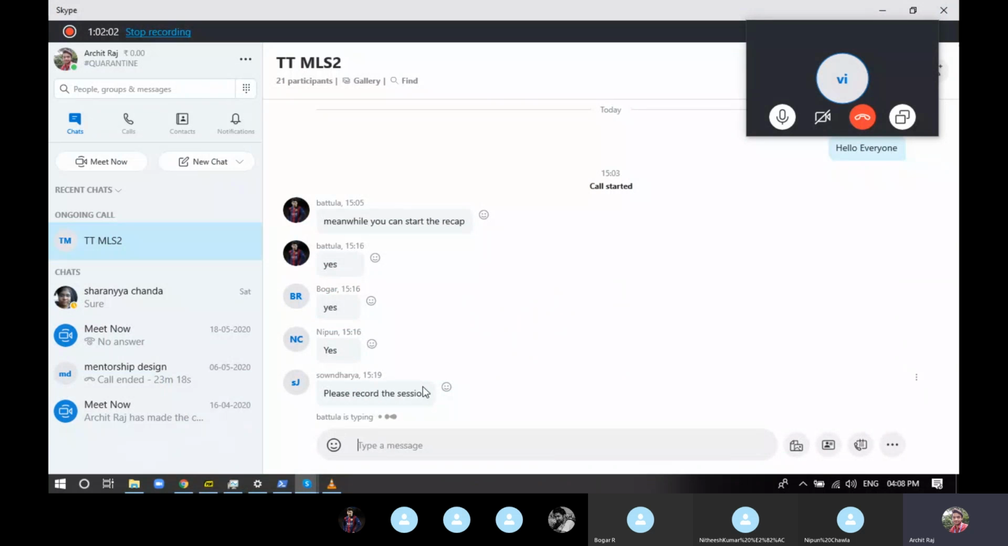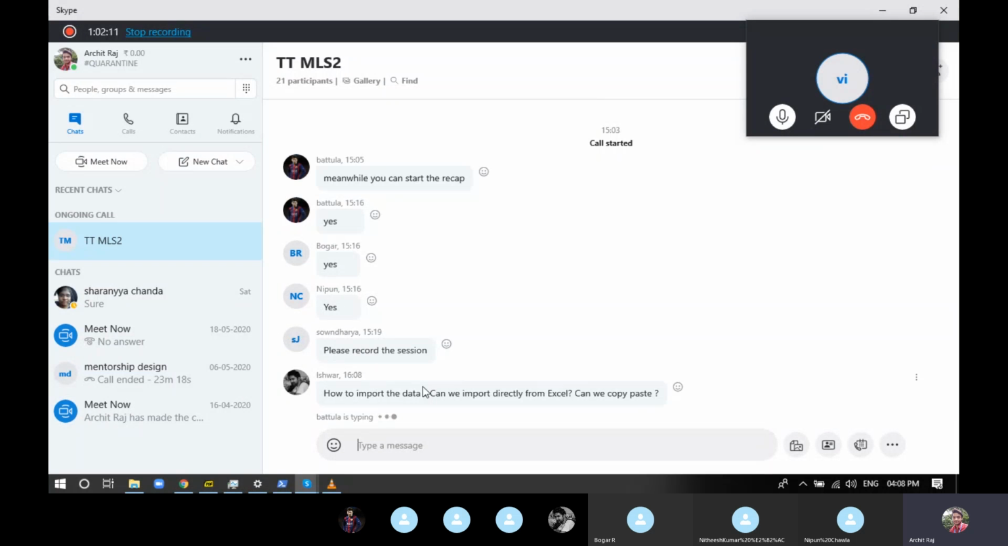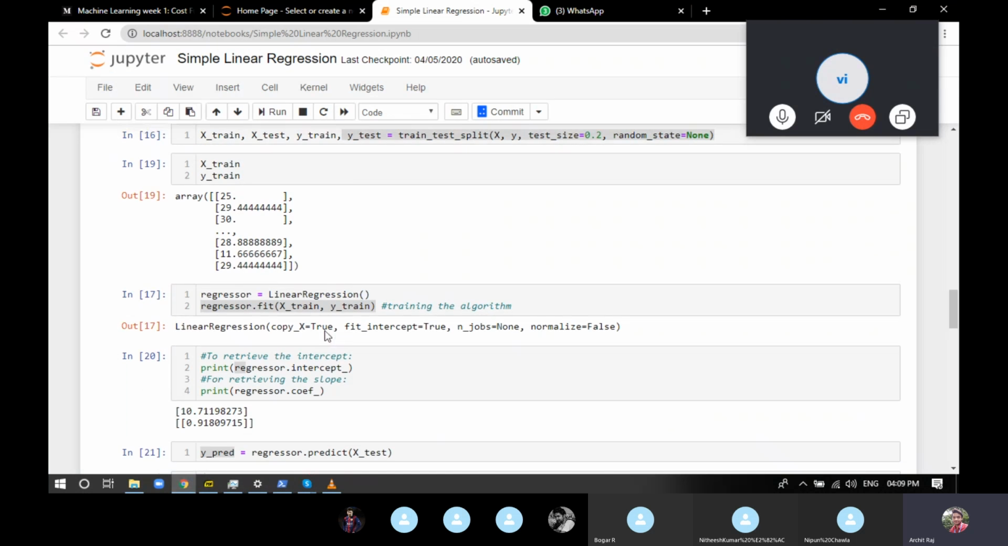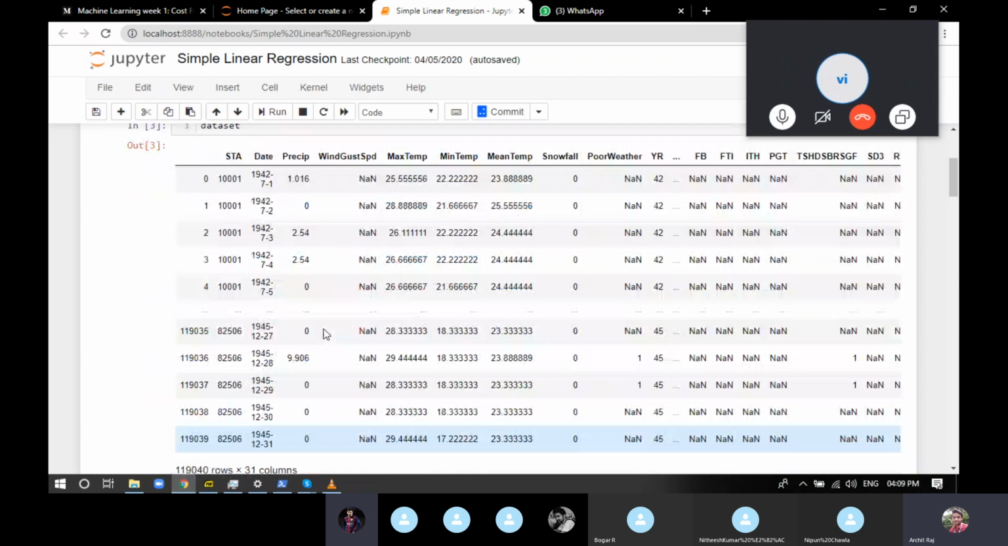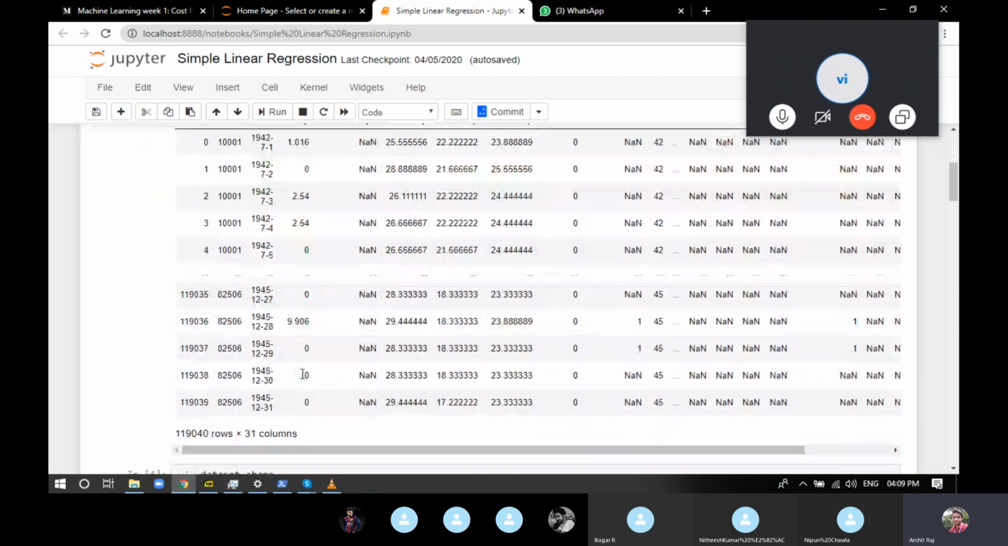How to import the data? Can we import directly from Excel? Can we copy paste? We don't copy paste the data, but a CSV file is kind of an Excel file only. So if you want to use an Excel file, you can open the Excel file and save as CSV. Or if you don't want to, there's an inbuilt function, as I've shown you in this code: pd.read_csv.